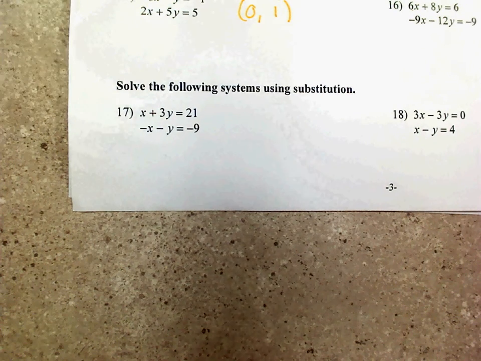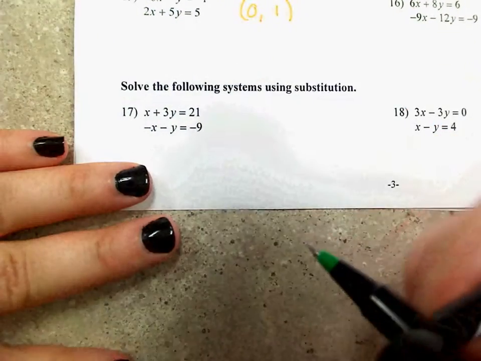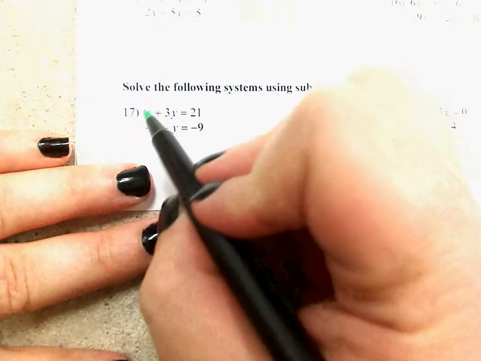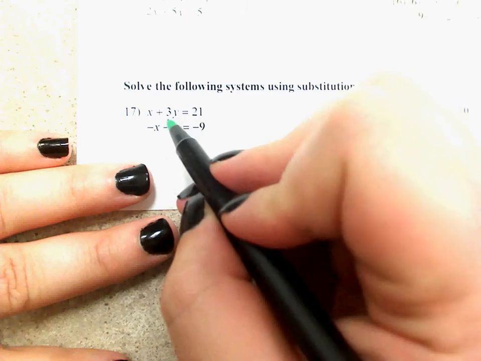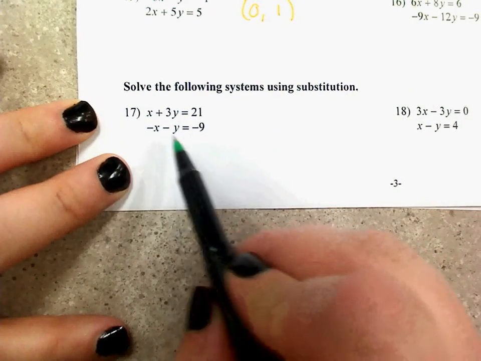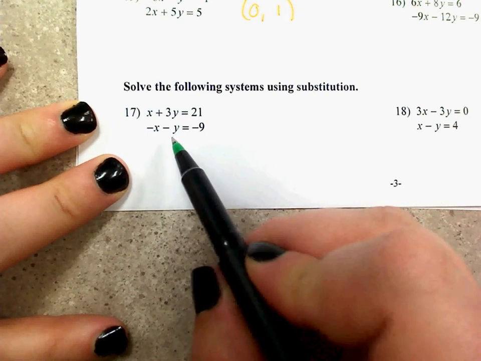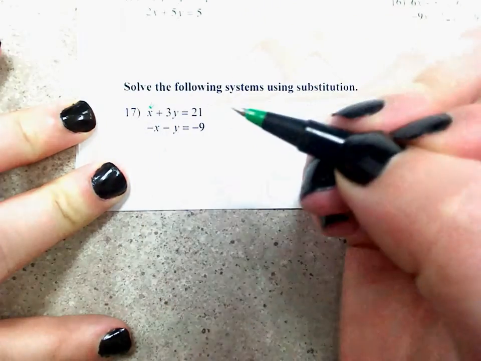If I solve for x, all I have to do is subtract 3y. Easy. If I want to solve for y, I've got to subtract x and then divide by 3. Not my favorite. If I want to solve for x, I've got to add y and divide by a negative, not a big deal. If I want to solve for y, I've got to add the x and divide by a negative, not a big deal as well. But the easiest one to me is to solve for x in that equation. So I get x equals negative 3y plus 21, or 21 minus 3y. It doesn't really matter. Okay?